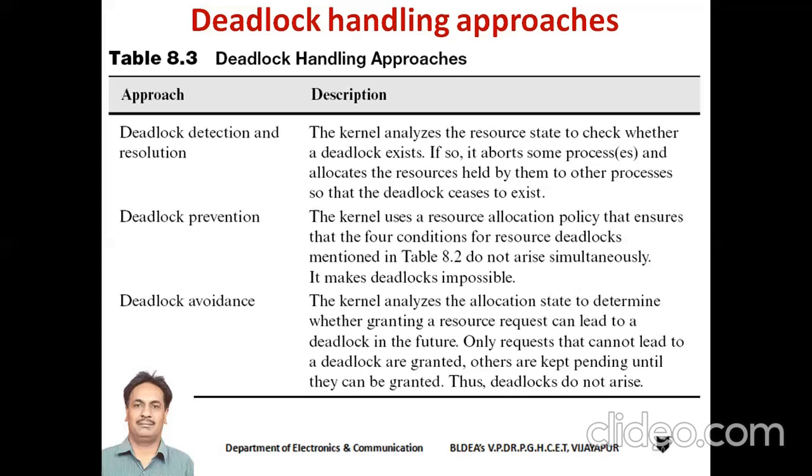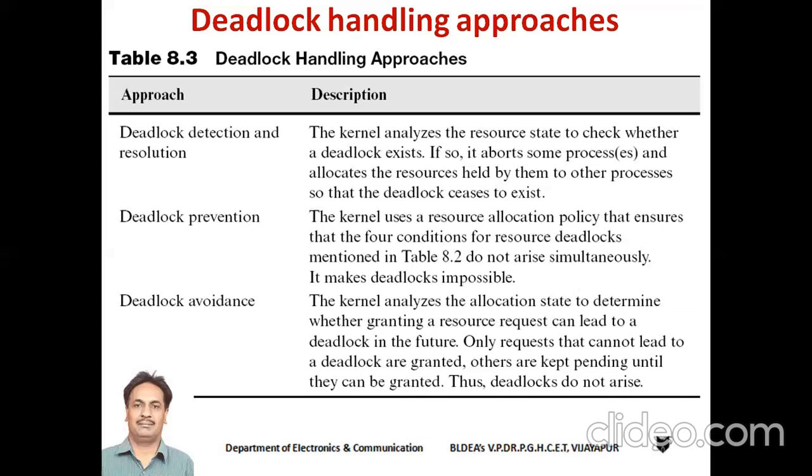Okay. Then we have the third approach, that is deadlock avoidance. In this case, the operating system is going to check the allocation state to determine whether granting any resource request will lead to deadlock in the future or not. Here at the beginning itself, the operating system checks whether any resource allocation to the process will cause deadlock in the future. If there is a chance of occurrence of deadlock, such a resource request will not be granted by the operating system. By doing that, the operating system or kernel will avoid the deadlock. So this is how we can have approaches for handling deadlocks.